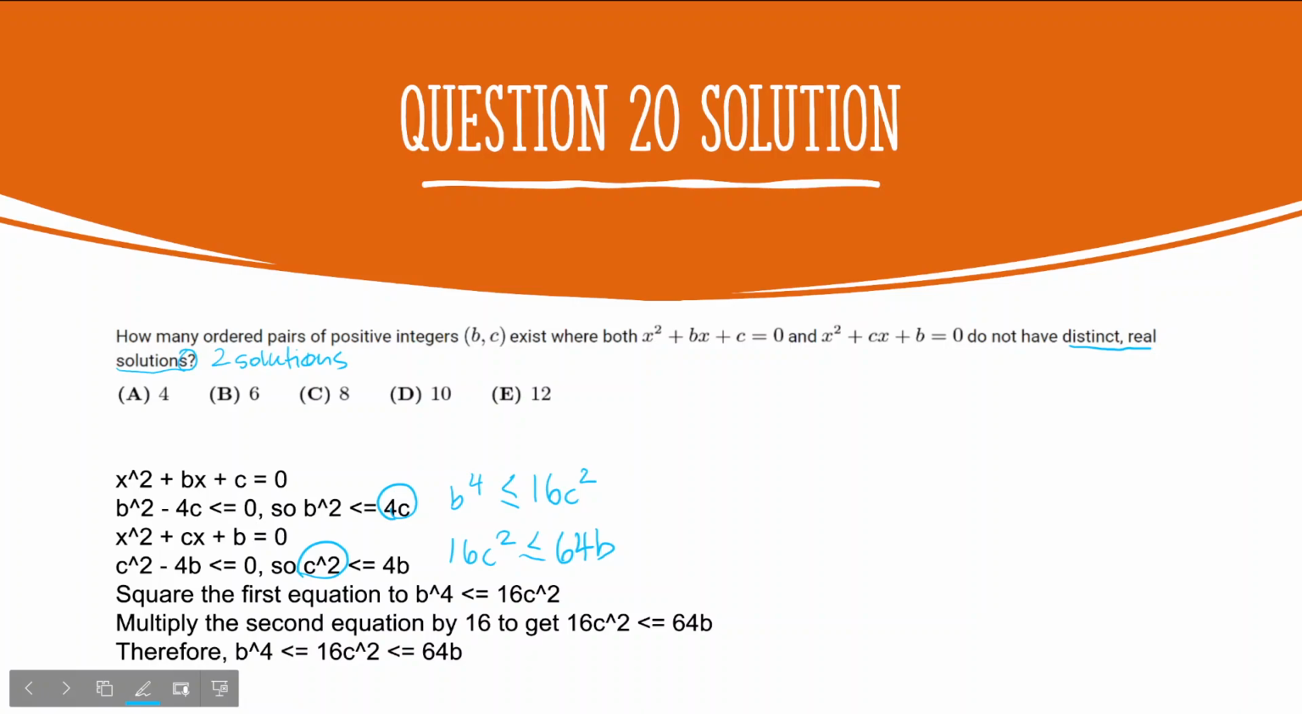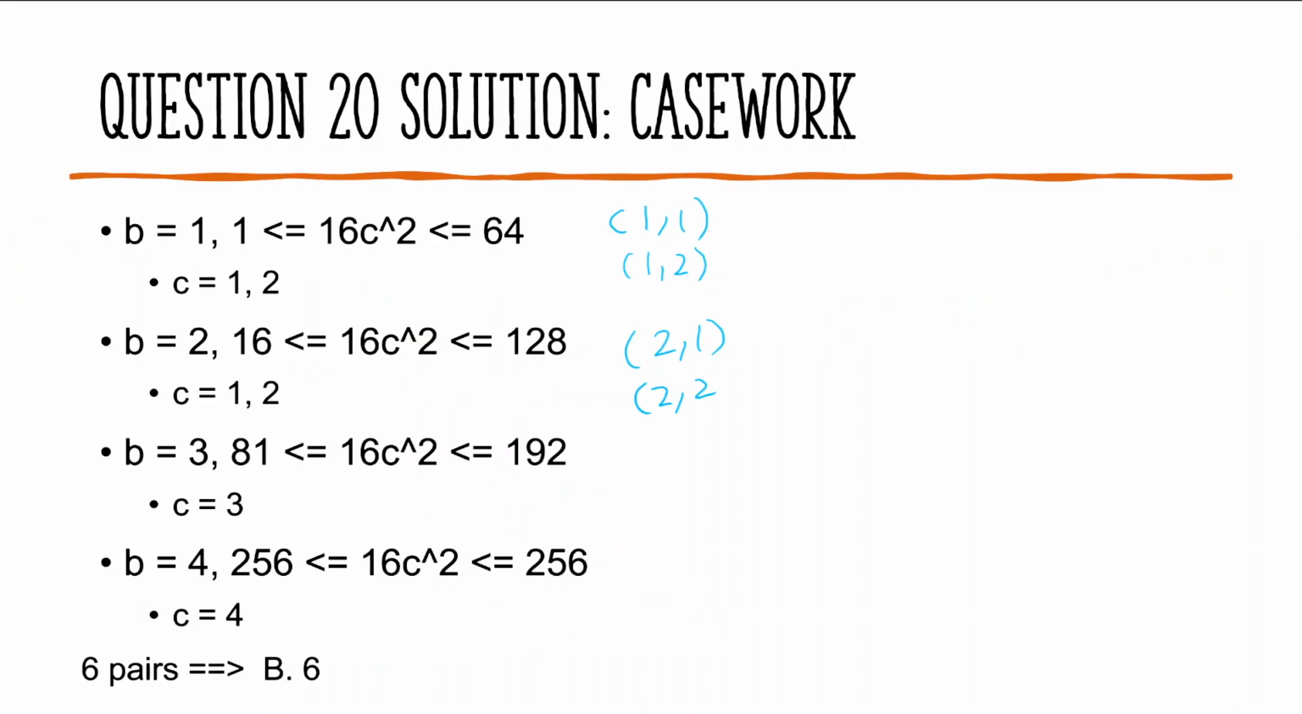Then when b is equal to 3, 81 is less than or equal to 16c squared, which is less than or equal to 192. So c is equal to 3 to satisfy this. When b is equal to 4, 256 is less than or equal to 16c squared, which is less than or equal to 256. So the ordered pair is 4, 4. If b is equal to 5, the number on the left will be greater than the number on the right, which means there are no solutions.